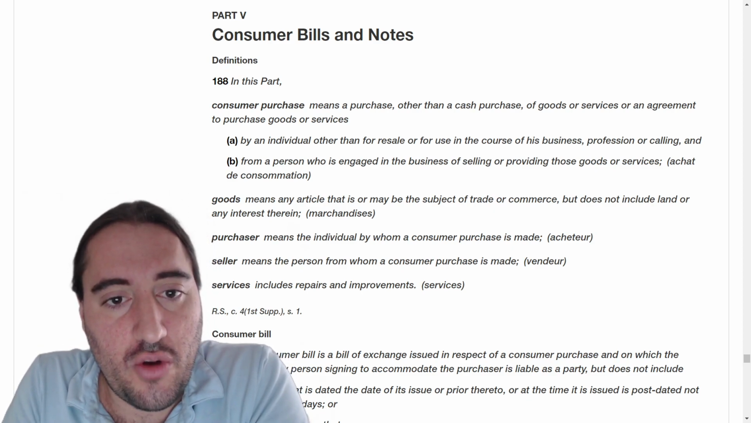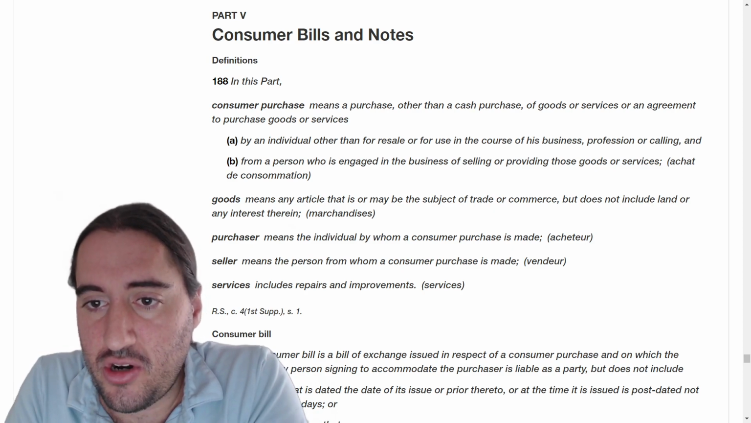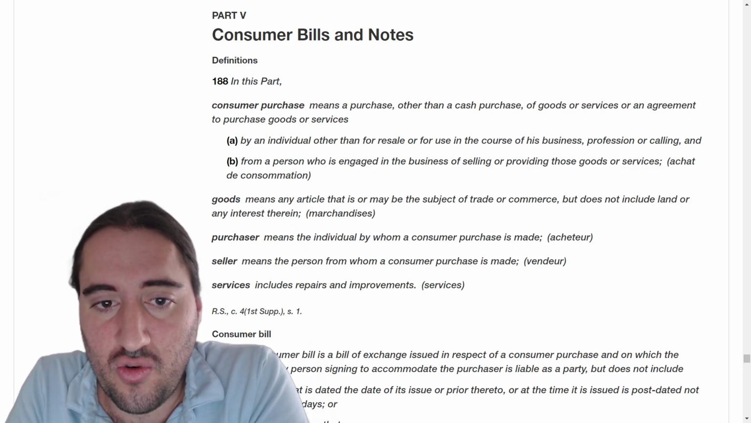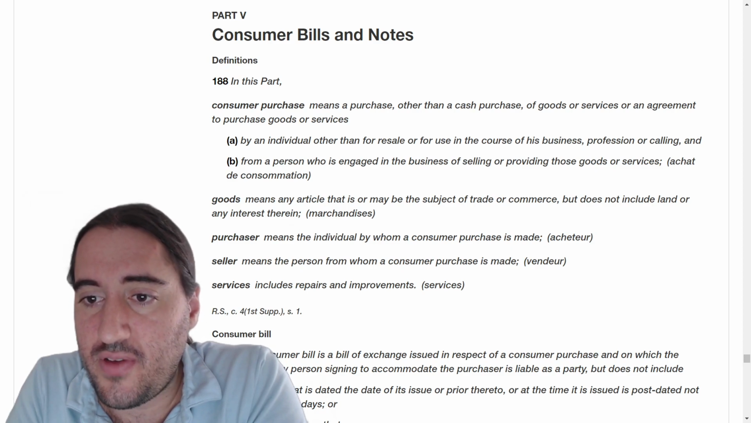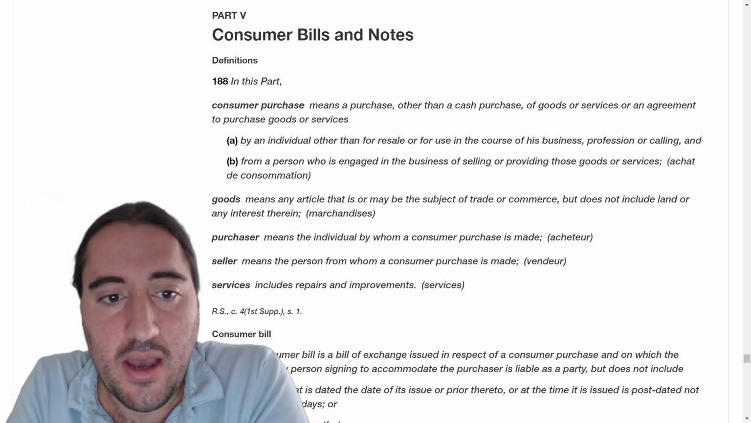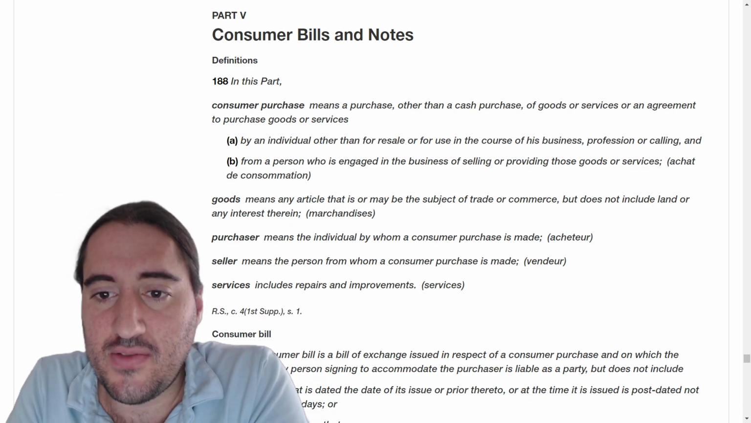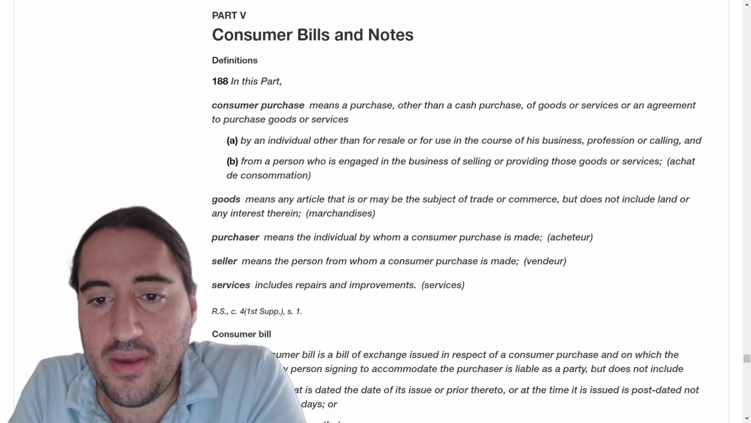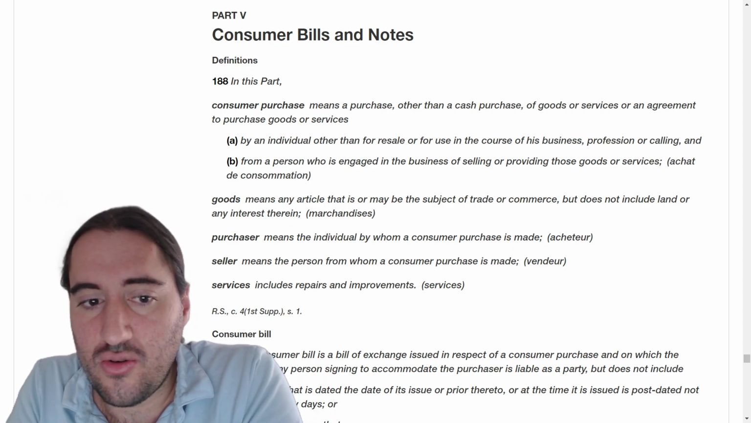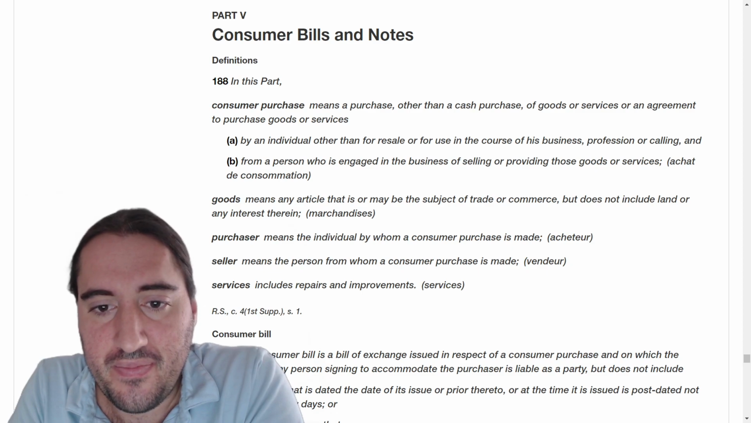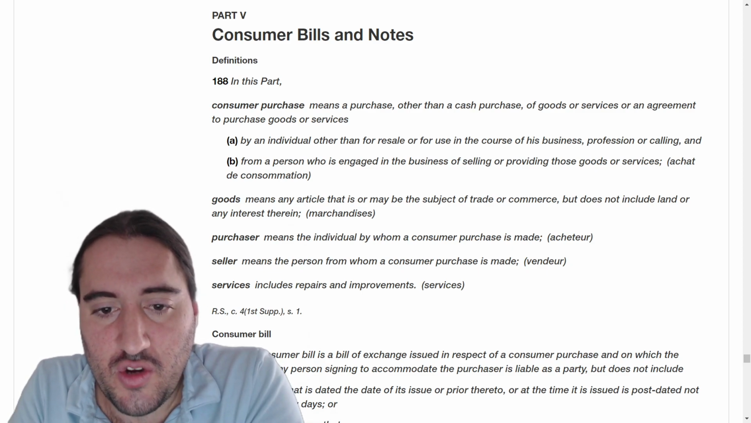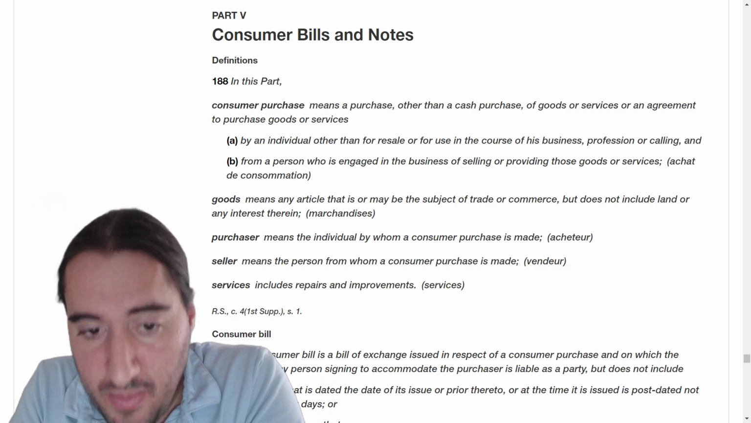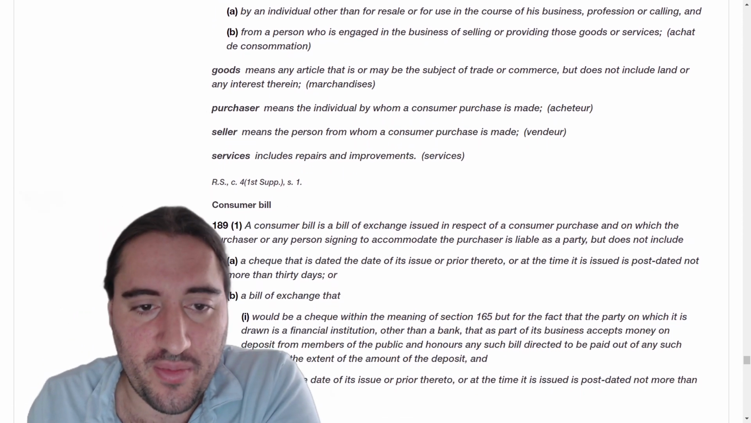Definitions in this part. Consumer purchase means a purchase, other than a cash purchase, of goods or services or an agreement to purchase goods or services, A, by an individual, other than for resale or for use in the course of his business, profession, or calling, and B, from a person who is engaged in the business of selling or providing those goods or services. Goods means any article that is or may be the subject of trade or commerce, but does not include land or any interest therein. Purchaser means the individual by whom a consumer purchase is made. Seller means the person from whom a consumer purchase is made. Services include repairs and improvements.